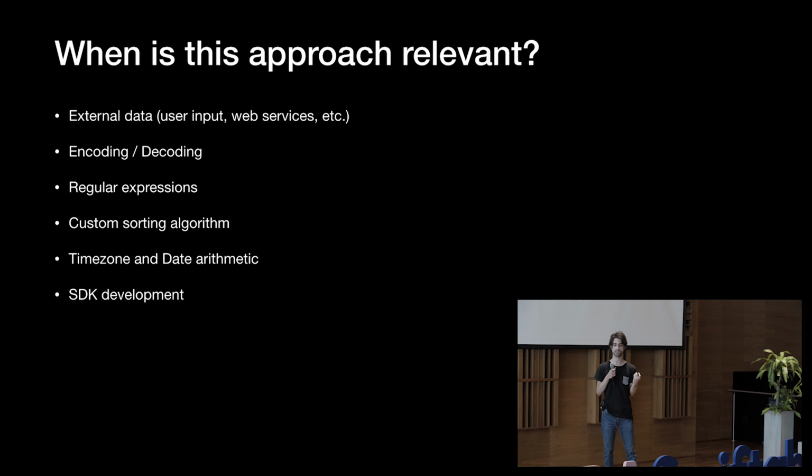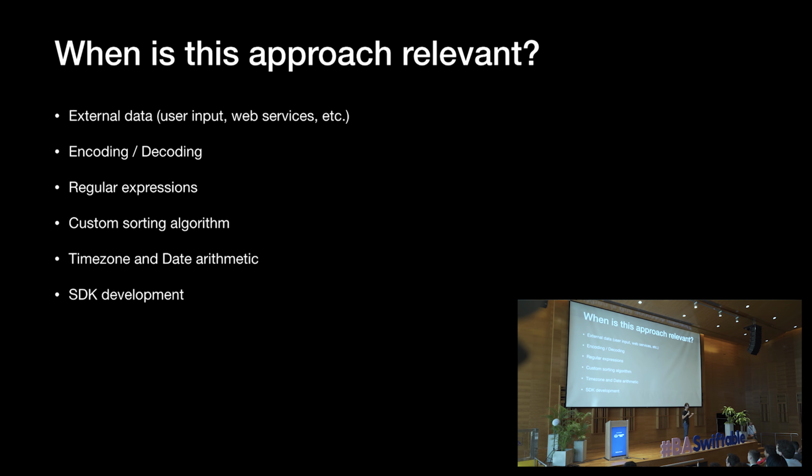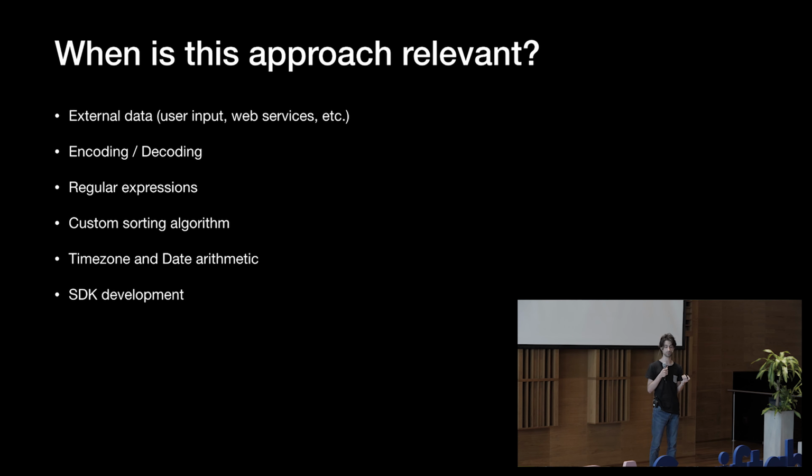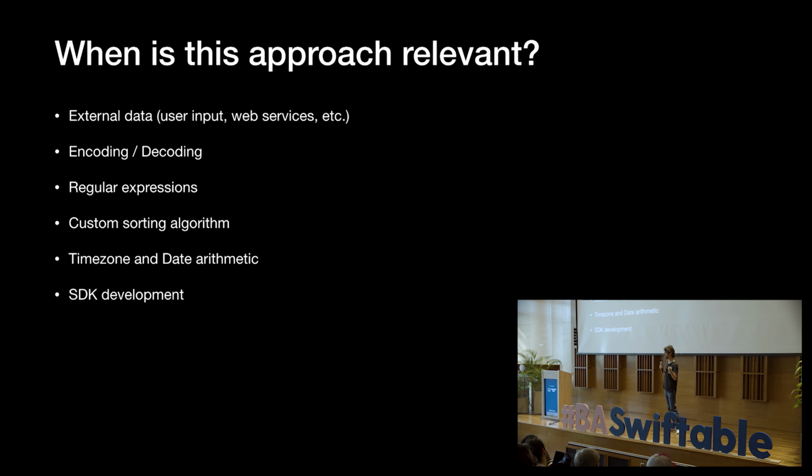If you do a custom sorting algorithm also, if you have arithmetic on time zones and dates, this is really a domain where surprising edge cases can happen. It can help you. And of course, if you do SDK development, you know that developers and their apps are going to feed some crazy data to your SDK. It's hard to anticipate, so property-based testing can also help you get a lot of random data through your SDK in your test, and this way you can have confidence that in the real world your SDK is going to hold up.